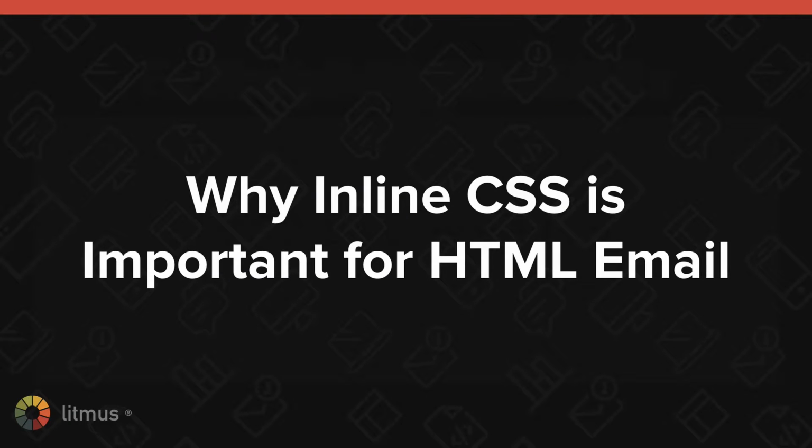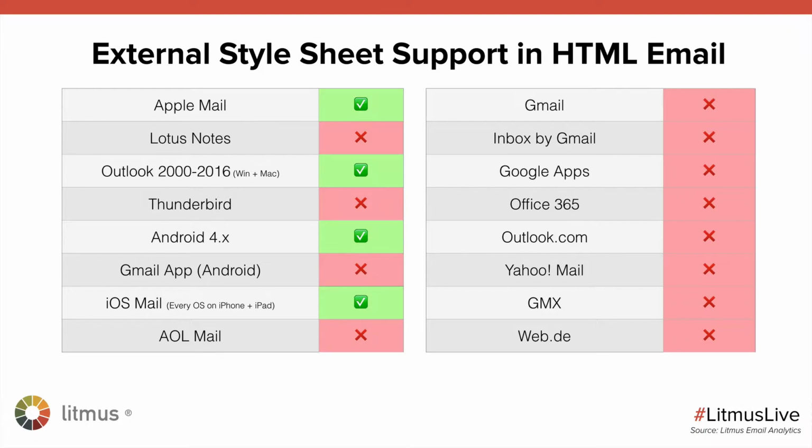So why is inline CSS important for HTML email, and why is it the preferred method? I want to go over the support for the various CSS approaches that we just talked about. The first being external style sheet support in HTML email. The nice thing to notice is that Apple does a great job of supporting external style sheets. So whether you're using Apple Mail on the desktop or iOS Mail, and that's any version of iOS, all the way back to 6, 7, and now 8, 9, 10, whatever device you're using, iPhone or iPad, Apple has complete support for external style sheets, which is really nice.